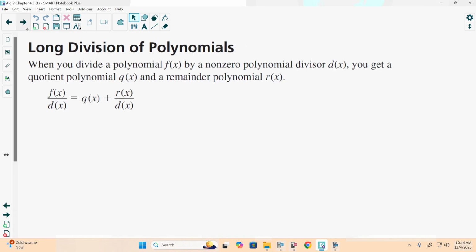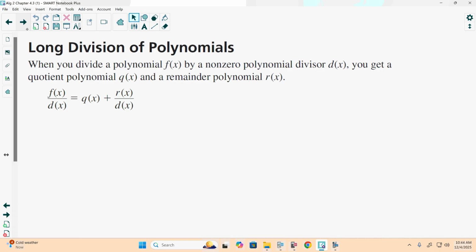What we're doing today is long division. What we did Tuesday was addition, subtraction, and multiplication. What we're looking at today is long division, so we're going to divide polynomial expressions. There's two ways to do it, long division and synthetic division. We're going to do long division first.